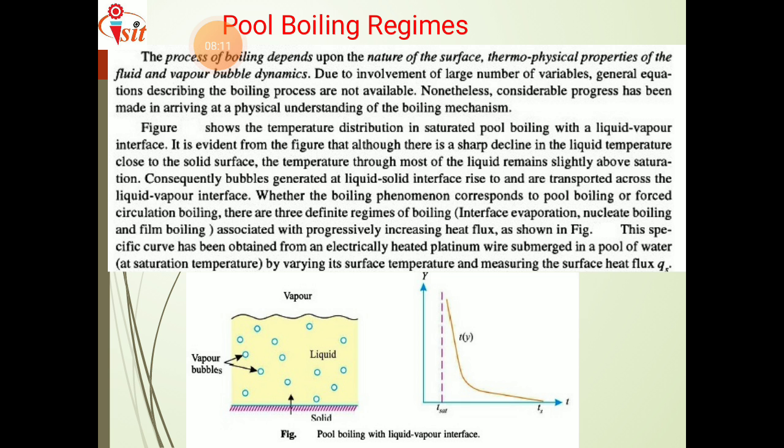The temperature through most of the liquid remains slightly above saturation, but bubbles generated at the liquid-solid interface rise and are transported across the liquid-vapor interface. Whether the boiling corresponds to pool boiling or forced boiling, there are 3 regimes, we will see them one by one later on: interface evaporation, nucleate boiling and film boiling.